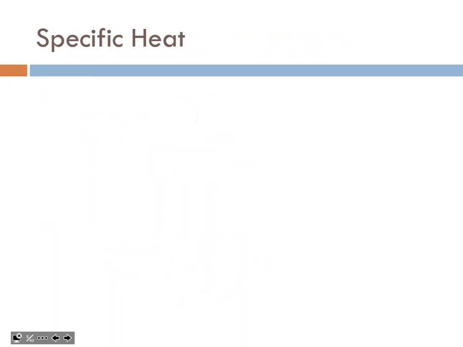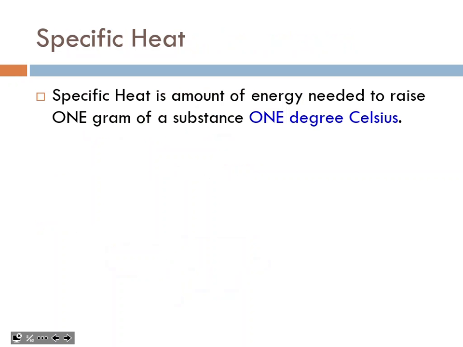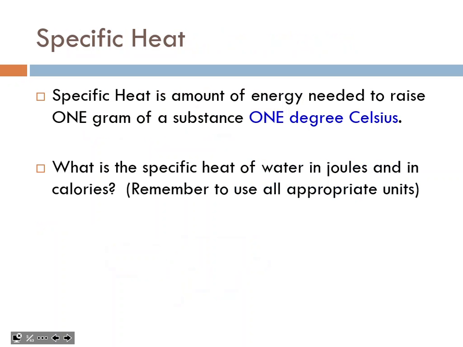Now let's talk some specific heat. Specific heat, this is unit 1 because this is a physical property of any substance. It's the amount of energy needed to raise 1 gram of the substance 1 degree Celsius. So you're warming it, okay? What is the specific heat of water in joules and in calories? These values you are supposed to know for the SOL: 1 calorie per gram times degrees Celsius, or 4.184 joules over grams degrees Celsius. These, of course, are for water, H2O.